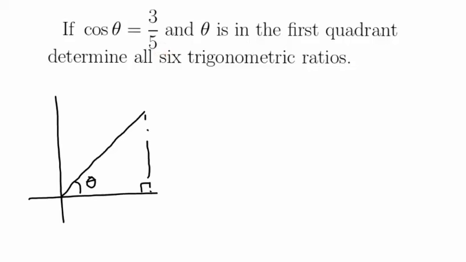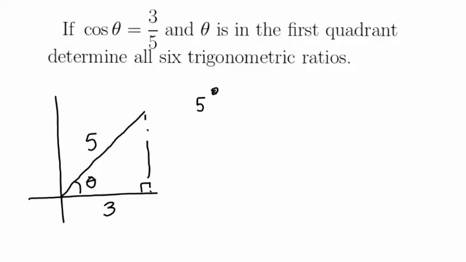Now remember that cosine is the adjacent side of our angle over the hypotenuse. So we know that this length here is 3, and our hypotenuse's length must be 5. Let's use the Pythagorean theorem to find our missing side length.